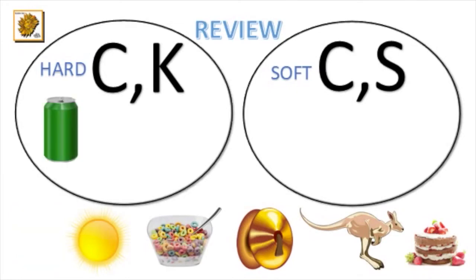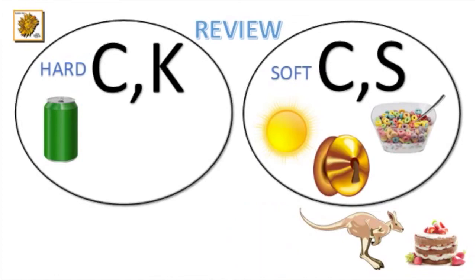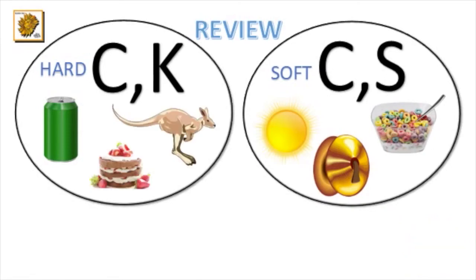Can. K. That's right. Sun. S. Cereal. Symbol. S. Kangaroo. K. And cake. K. You did it! Let's move on to our next letter.